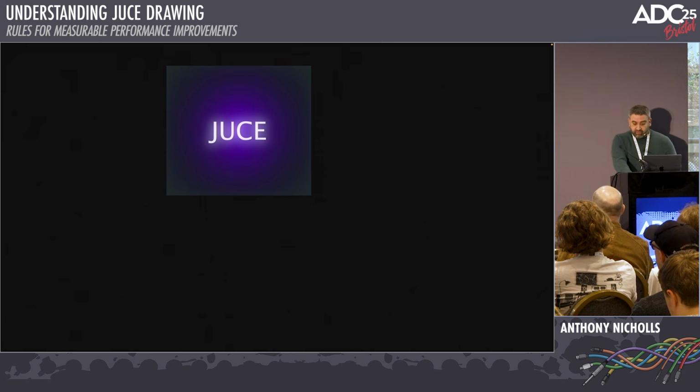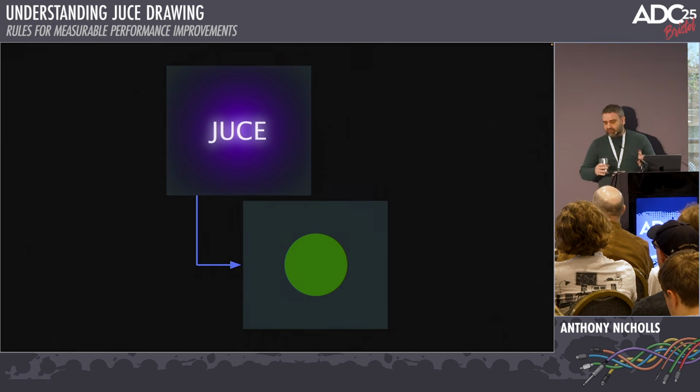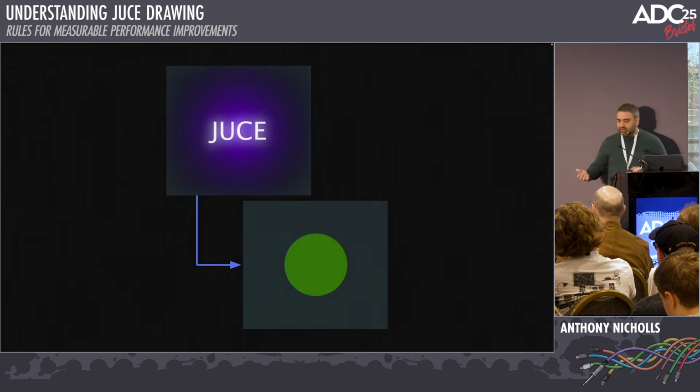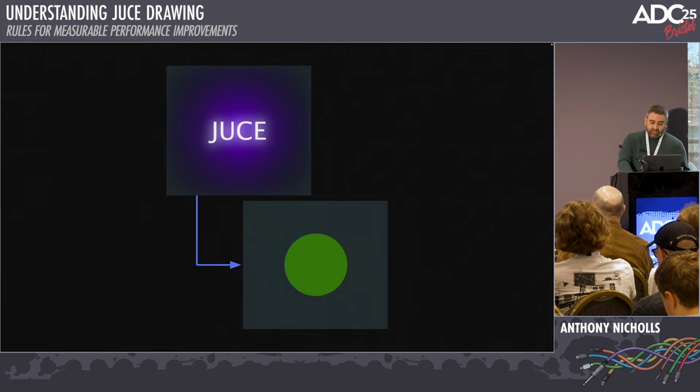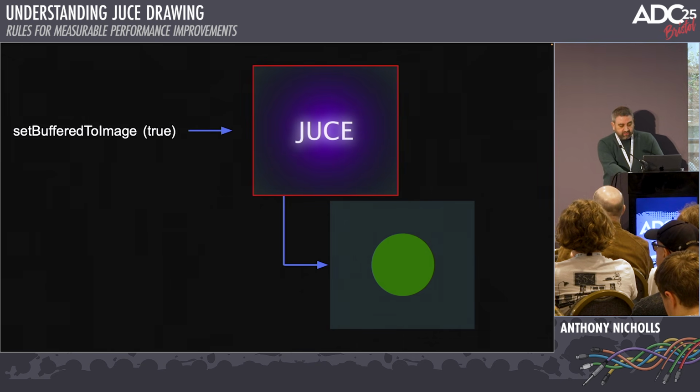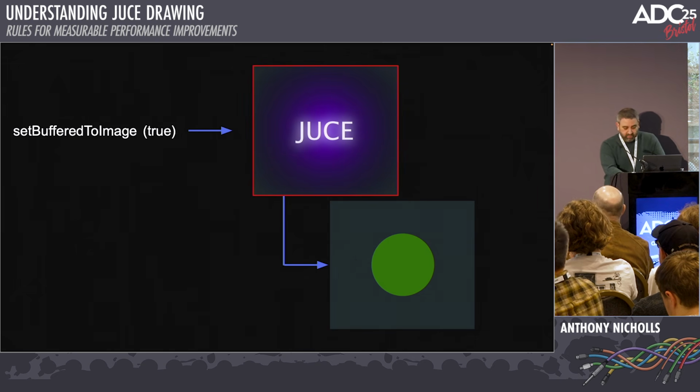So you've got your expensive component, a background component, and you add some child to it. And that child needs to animate. Maybe it's a meter, or something that's moving around on the screen, something that's active. And you think to yourself, well, that background is really expensive. What I'll do is call setBufferedToImage on it. Anthony told me that makes things much faster.